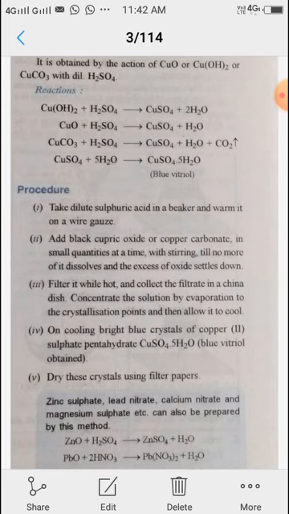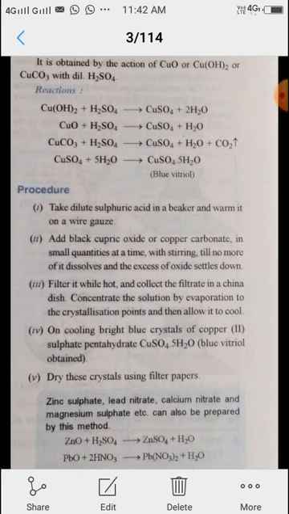Dear student, in the next video we will discuss the preparation of zinc sulphate.